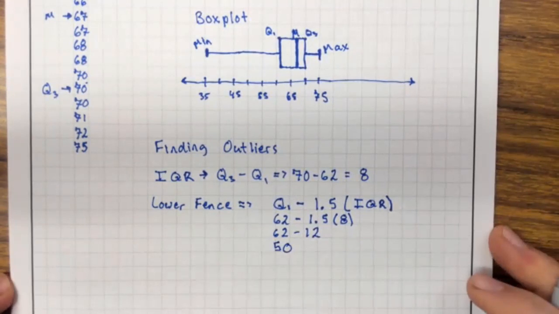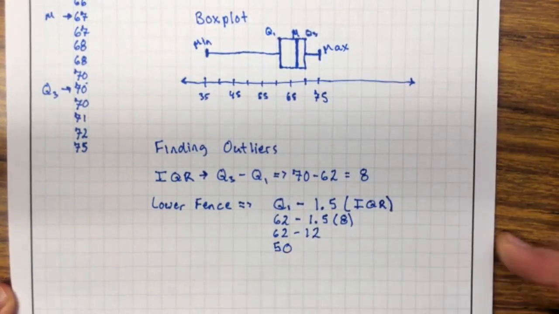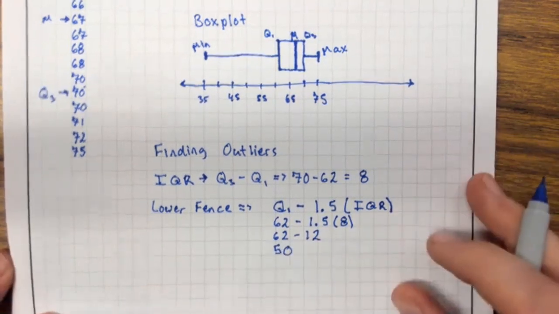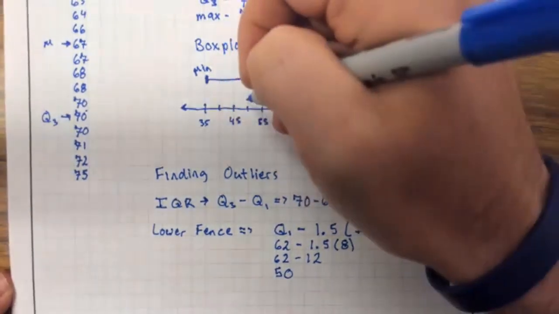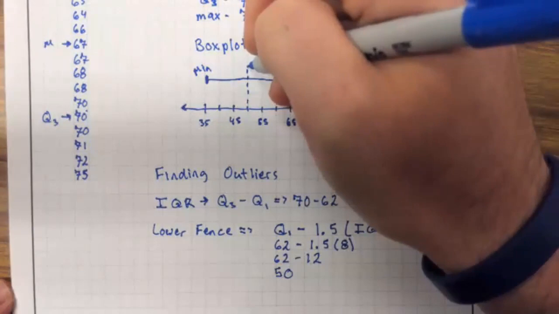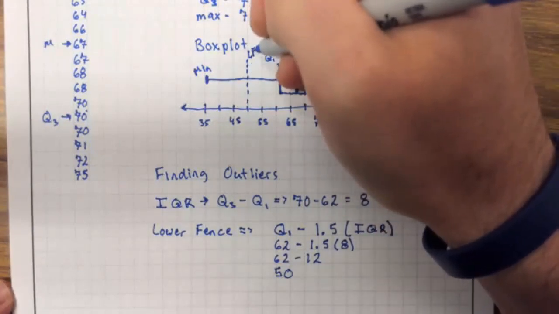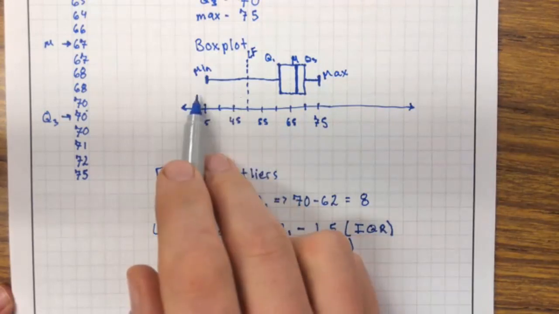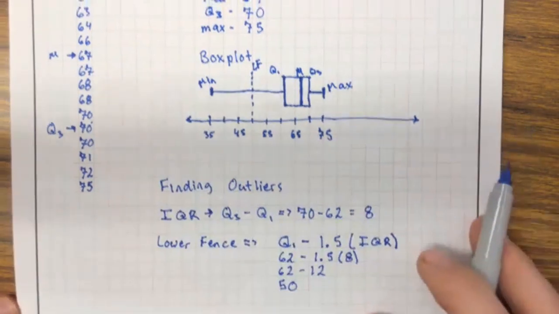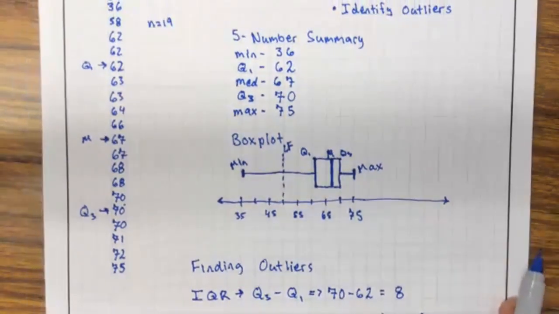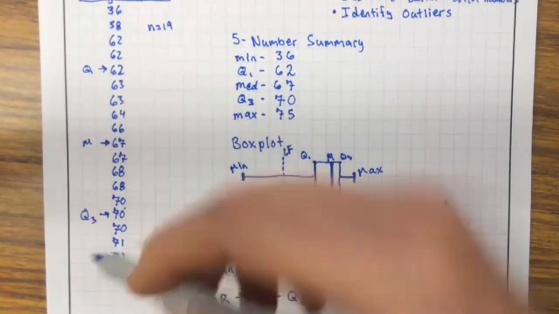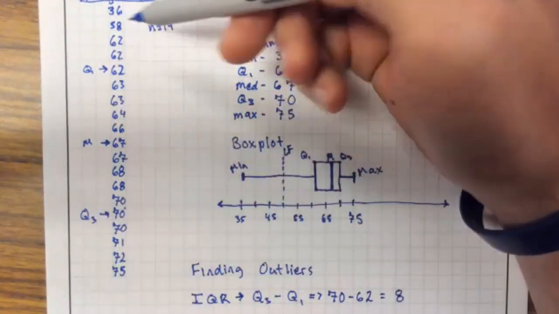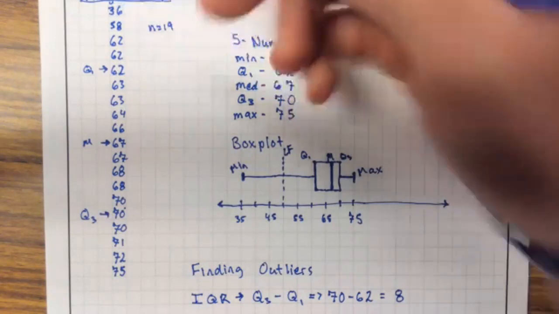Now that we have our lower fence, we're going to plot that on our box plot. We have a lower fence at 50. I like to make a dashed line and put LF there. Anything less than our lower fence is an outlier. If we go back to our data, anything less than 50 inches is an outlier. So it looks like the only outlier so far is 36.